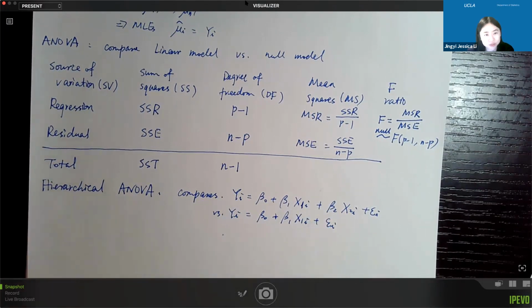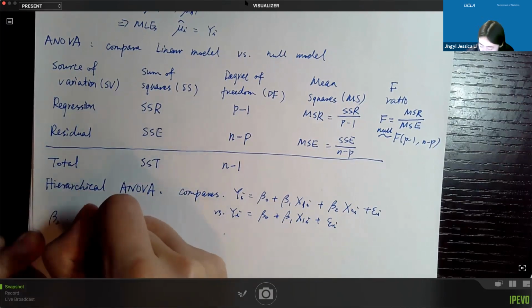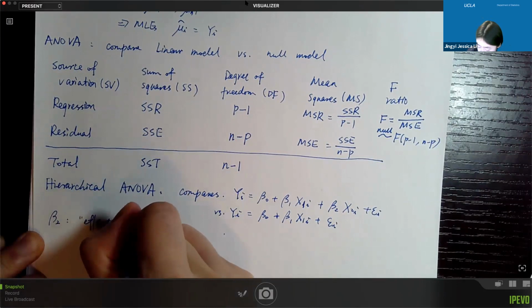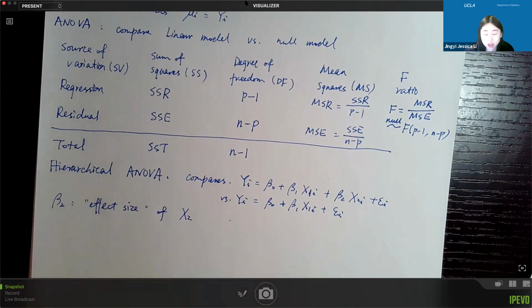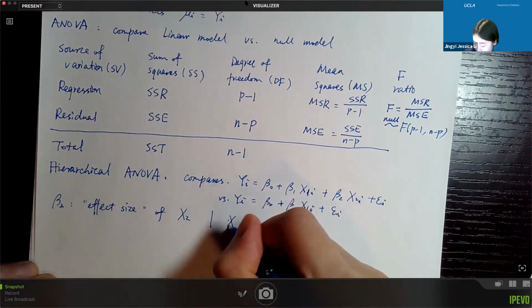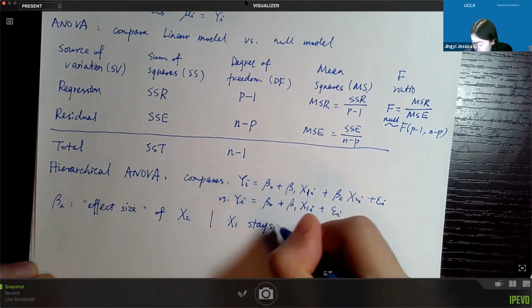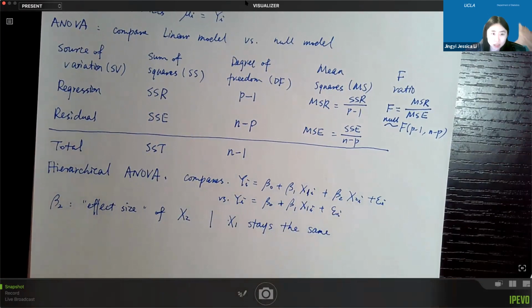So what does beta 2 represent? We often call it the effect size of the second predictor, right? So beta 2, we have this term, effect size of x2. But don't forget that this is all conditional on x1 staying the same. So in other words, this effect size is a conditional effect size. It's not a marginal effect size.